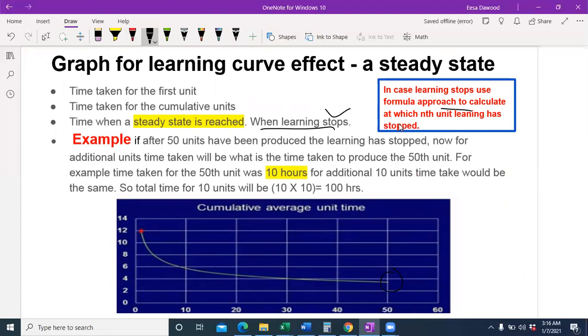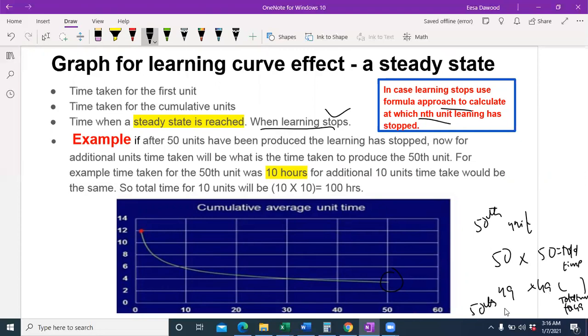So using the formula approach will help you to calculate the nth time, right? If I see that it is the 50th unit at which the learning has stopped, I'm going to calculate the cumulative average time per unit for 50 units and then multiply it by the total cumulative units in order to get the total time for 50 units. Then the cumulative average time per unit for 49 units, multiplied by 49 to get the total time. Once I have the total time for 50 units, I will deduct the total time for 49 units, and then I'll be able to calculate the time it took for the 50th unit, and then I'll base all my working upon that.